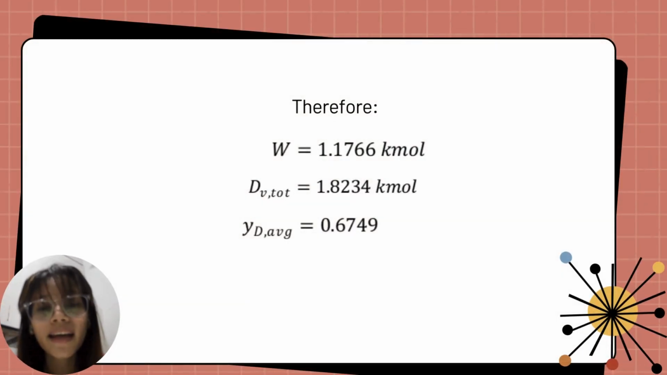Therefore, from part A, we were able to determine these values: the final amount in the still pot to be 1.1766 kilomole, the total amount of distillate vapor collected to be 1.8234 kilomole, and the average mole fraction water in vapor distillate to be 0.6749.